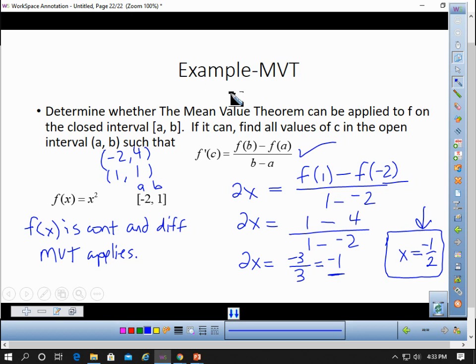But the mean value theorem just finds any x coordinate where your tangent line is parallel to the secant line, where the instantaneous rate of change is equal to the average rate of change. So in this problem, it happened at negative 1/2, which is in the interval. So that's your mean value theorem.